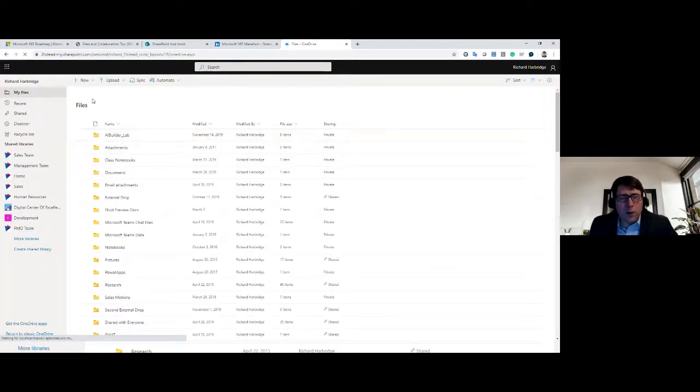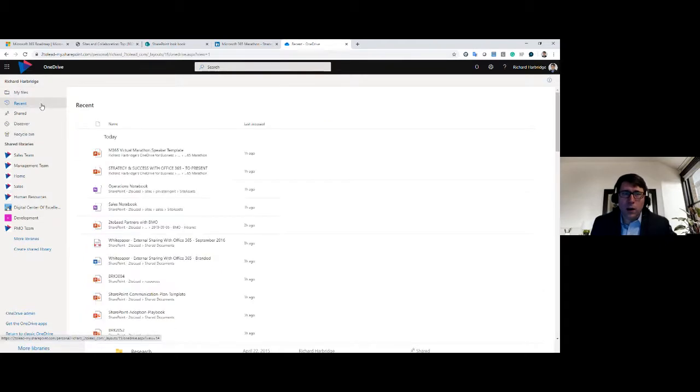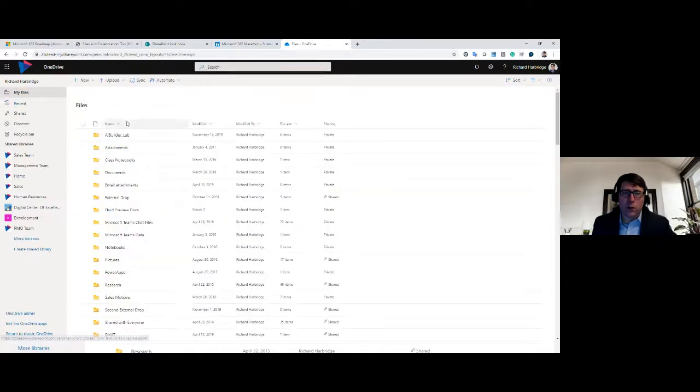So when we open up OneDrive for Business, there are two ways people could demonstrate the basics of OneDrive. They could say, this is OneDrive for Business. If I click on the left here, I have different options. One of them is Recent. When I click on Recent, it shows various files and documents that I've recently been working on. So that's the simple example.